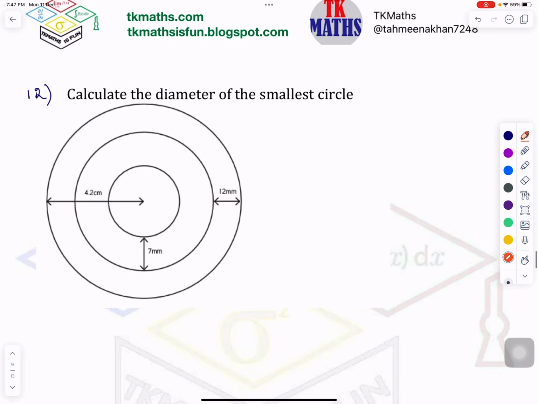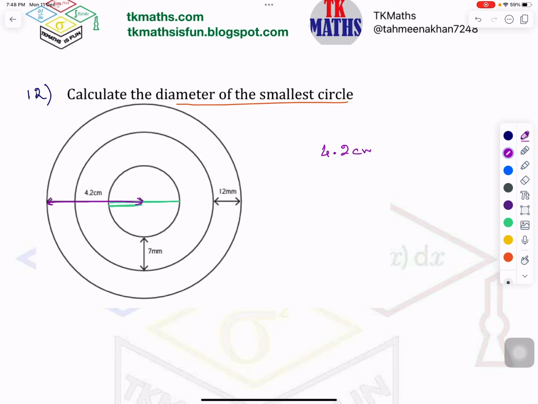Let's see this question. This also looks complicated, but actually it is not. You know why? If you see, the question is saying find out the diameter of the smallest circle. The smallest circle is inside and the diameter will be from here till here. So if I can find out this radius, I will simply double it. Now what is given in the question? In the question, this whole length is given from here till here, which is 4.2 centimeter.